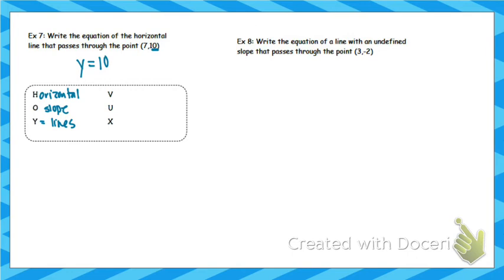All right, so speaking of vertical lines, the VUX stands for vertical. The U stands for undefined slope. And the X stands for x equals lines.